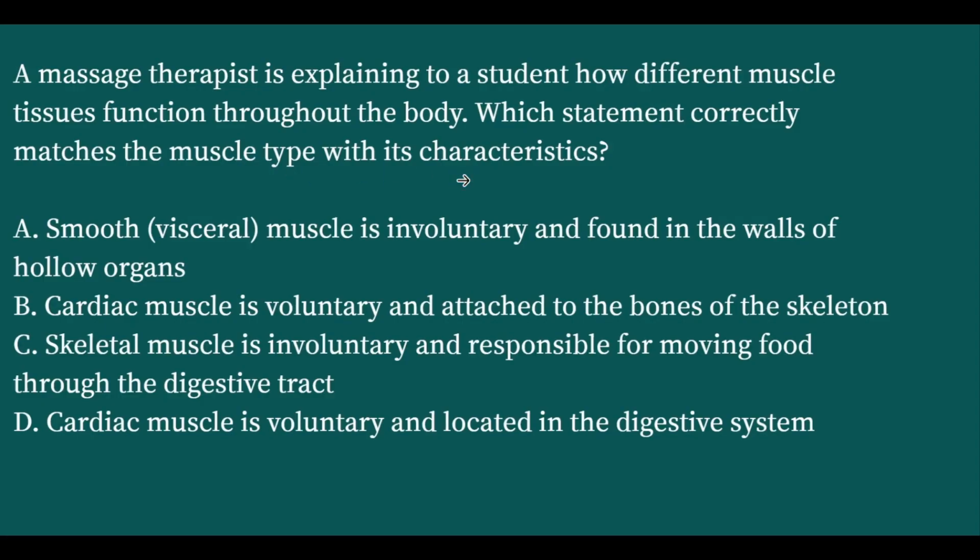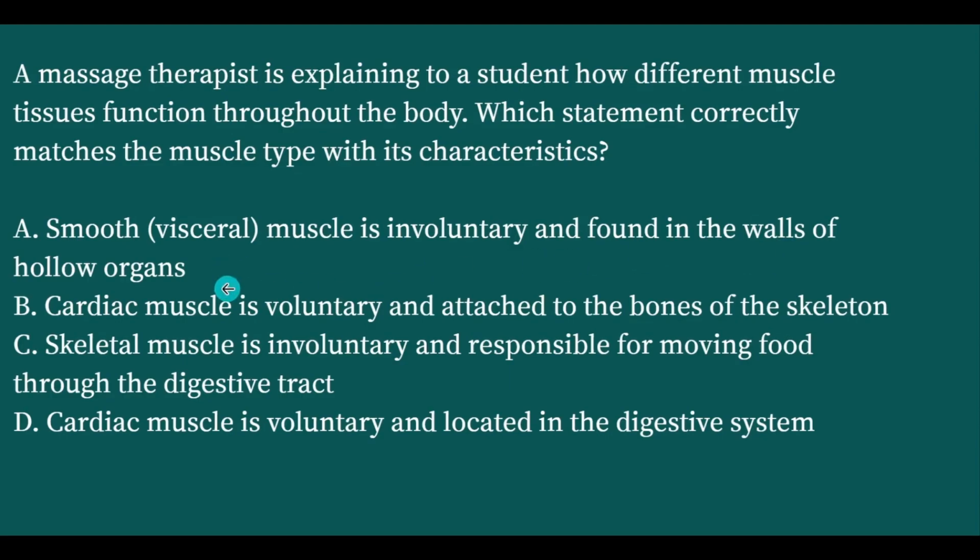So remember, we have 3 different muscle types: smooth muscle, cardiac muscle, and skeletal muscle. Before we look over these answers at all, what's voluntary and what's involuntary? We know smooth muscle is involuntary, right? We know cardiac muscle is involuntary, and we know skeletal muscle is voluntary, okay? So which is correct? Smooth muscle is involuntary and found in the walls of hollow organs. That is correct, okay? All right, we're done.